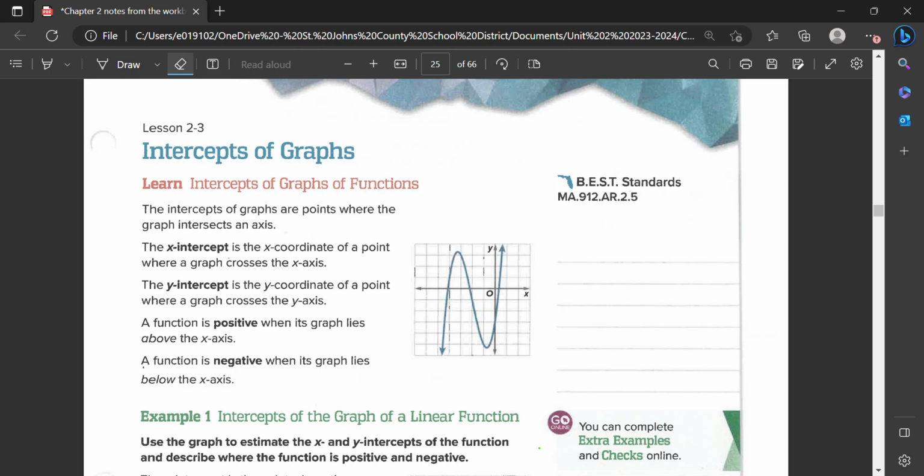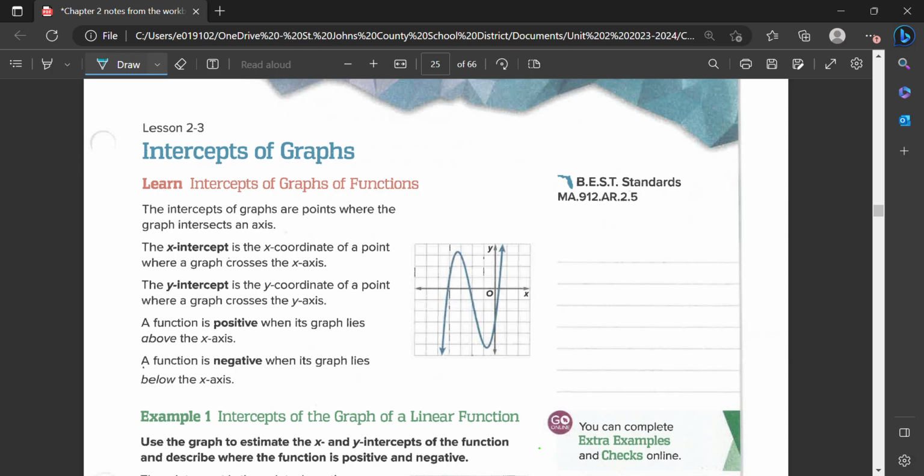So I'm going to talk about lesson 2-3, intercepts of graphs. Intercepts of graphs are points where the graphs intersect an axis. So the x-intercept is the x-coordinate of a point where a graph crosses the x-axis. The x-axis is that bold horizontal line right there. Sorry, drawing on my computer, so it might not be the best, and I apologize for that. But it's that line right there.